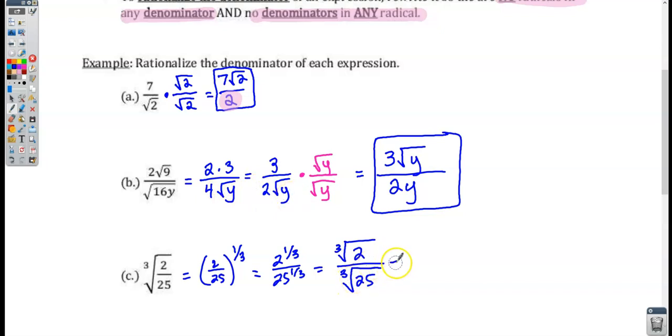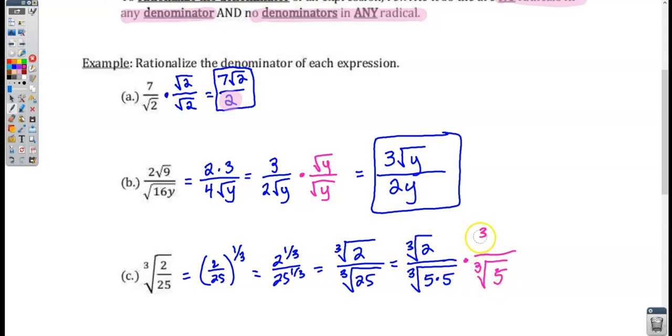Now, if you think about what we've got going on here, in the denominator we've got the cube root of 5 times 5. Well, we need the cube root of the same factor 3 times in order for it to produce a whole number. And so, if we multiply our denominator here by the cube root of 5, that's going to give us the cube root of 5 times 5 times 5, which is going to end up being 5.